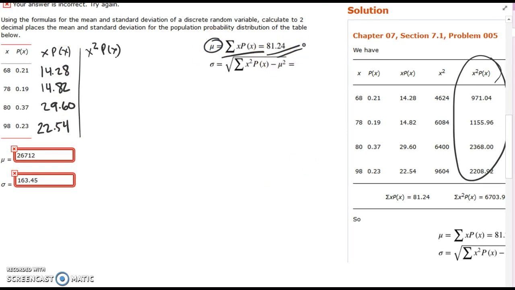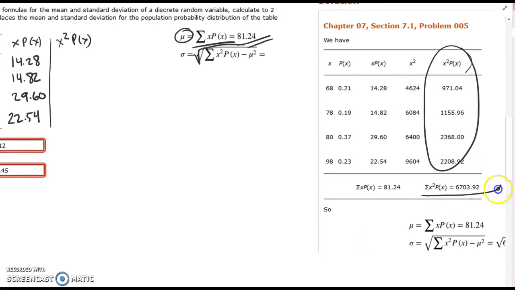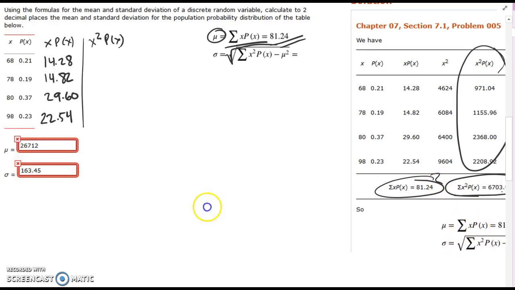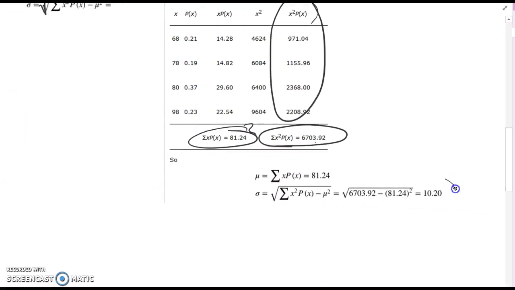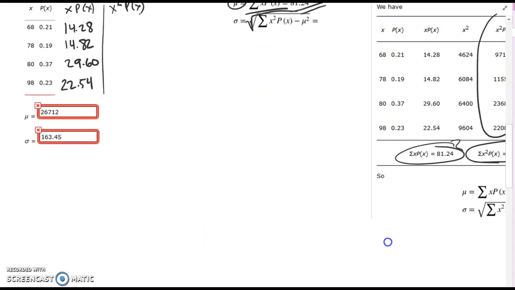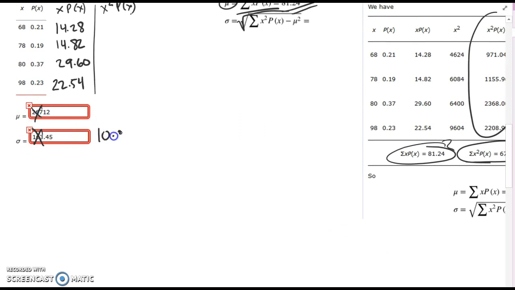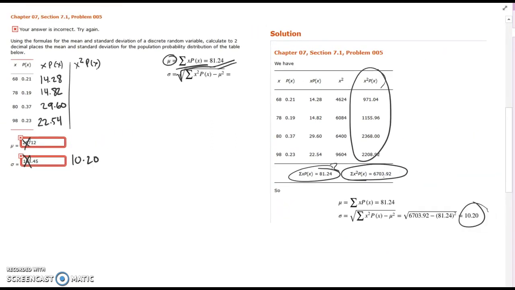In this case, 81.24, and then if you plug it in this formula and calculate the difference in the two columns, so this would actually be the difference, this minus this squared, and then you take the square root of that, you end up with 10.20. We get that, and then we get 81.24. So it's just applying these formulas.